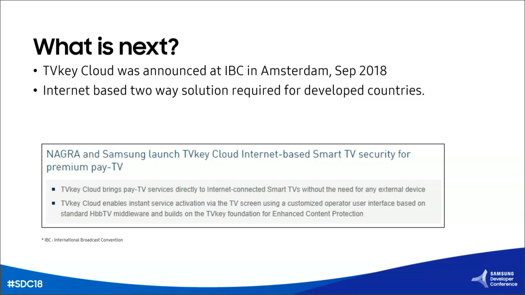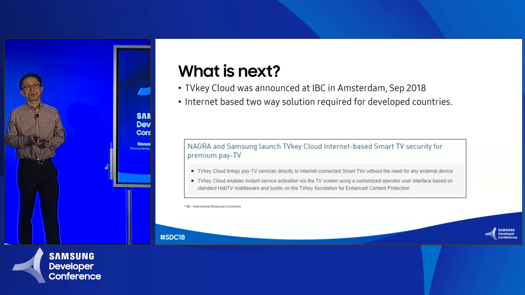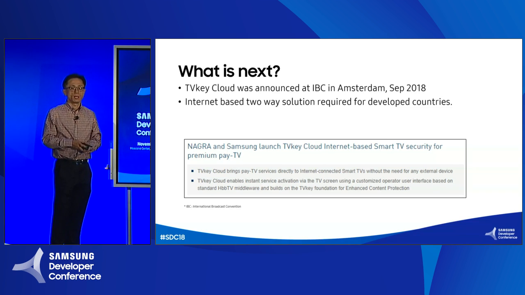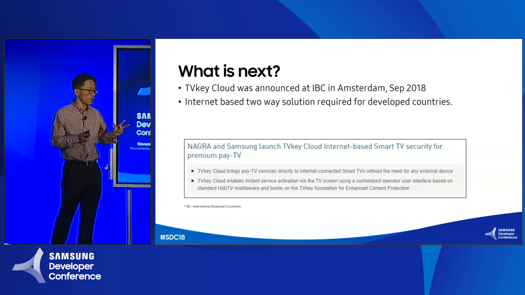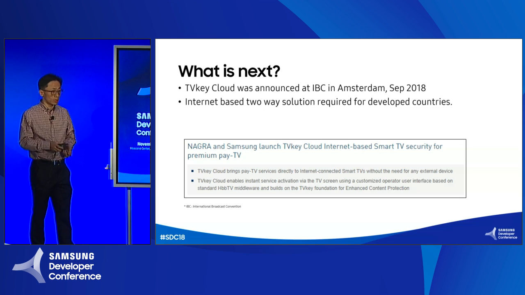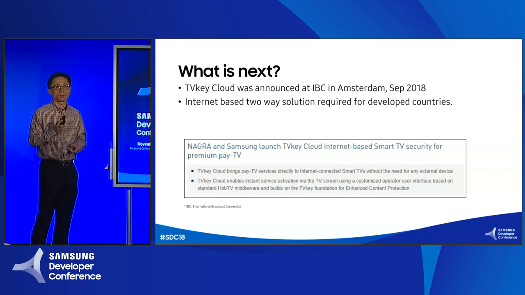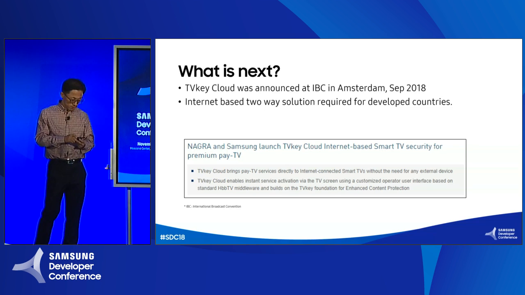Then what is next? What I explained to you so far is just this kind of physical thing, right? But we realized that as OTT develops day by day, an internet-related solution is quite necessary. So we developed one for the internet world. That means we don't need the TVkey dongle anymore. We announced the solution in September this year at IBC in Amsterdam.